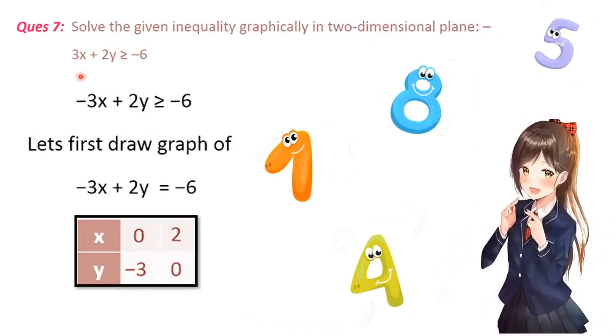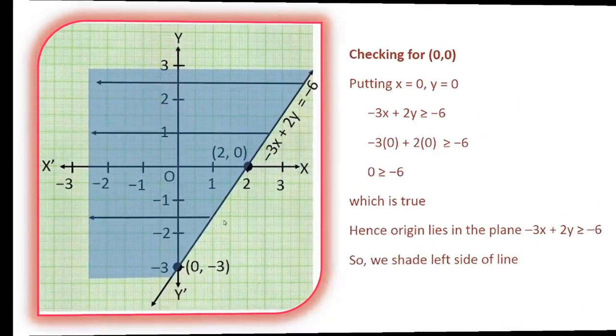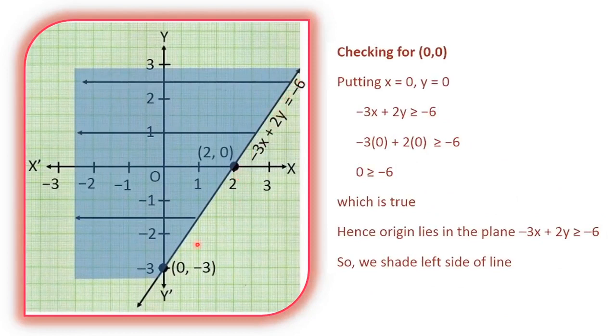Next is 3x plus 2y greater than or equal to minus 6. Consider it as a linear equation in two variables: 3x plus 2y equal to minus 6. Make a solution table. If x is 0, so y is minus 3. If y is 0, so x is minus 2. Plot these points on the graph and make a line. Here again the equal sign is involved, so it means we will make a thick line.